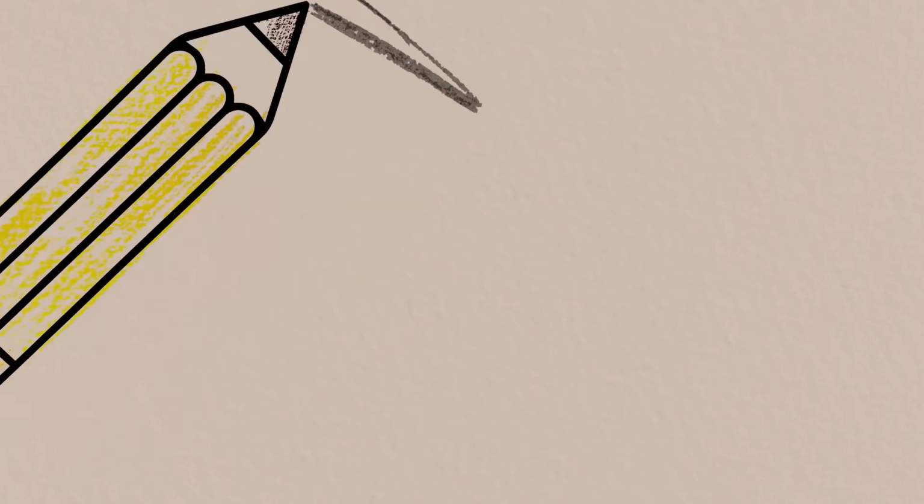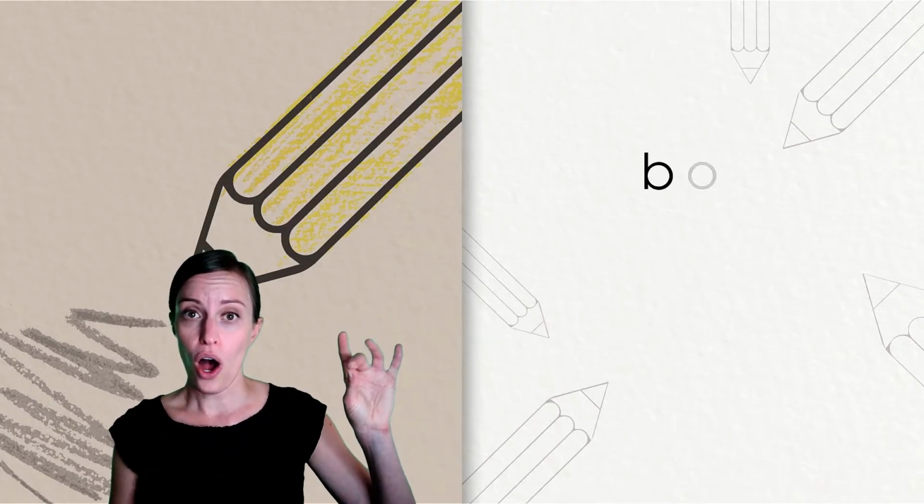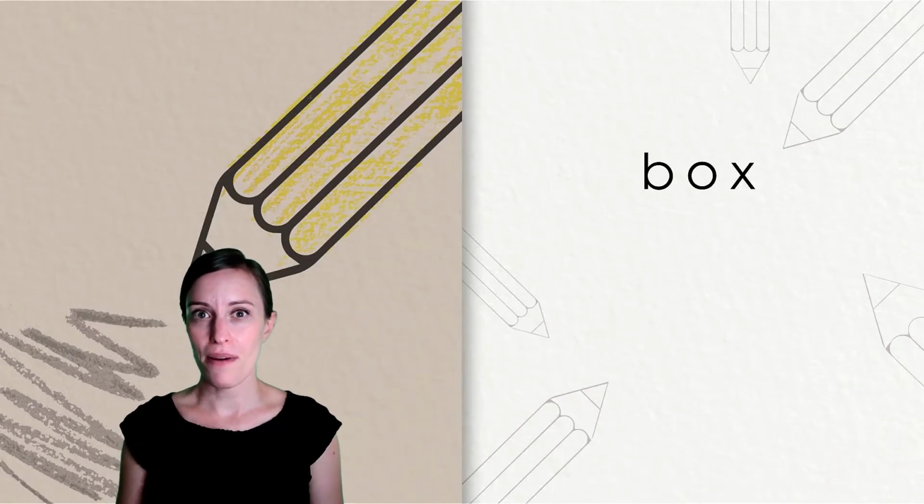Now it's time to match these letters to the sounds. Let's go. Writing. Now, you are going to write the letter that matches the sound we hear. Our first word is box. Let's tap out the sounds in the word box and think about what letter makes that sound. B, A, X, box. Nice job.